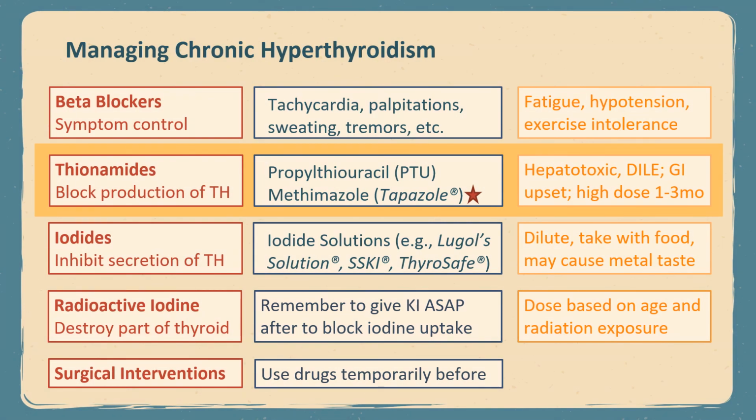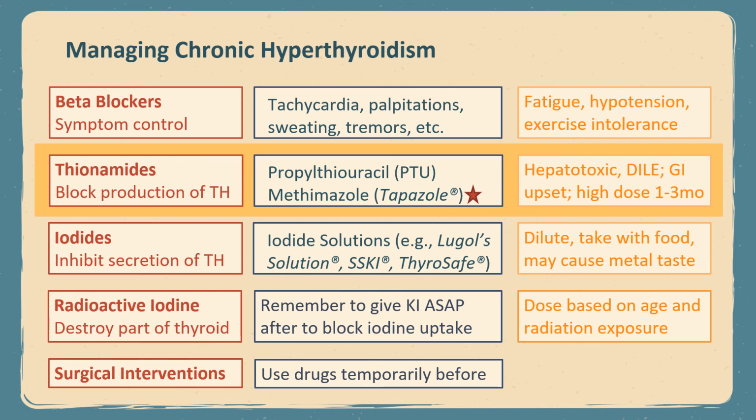The next medication to look at are the thionamides, which block production of thyroid hormone. These are propylthiouracil or PTU and methimazole, also known as Tapazole. Methimazole is your preferred agent for most patients. The only time PTU is preferred is in first trimester of pregnancy. These drugs are very hepatotoxic. Specifically, PTU is more hepatotoxic than methimazole.